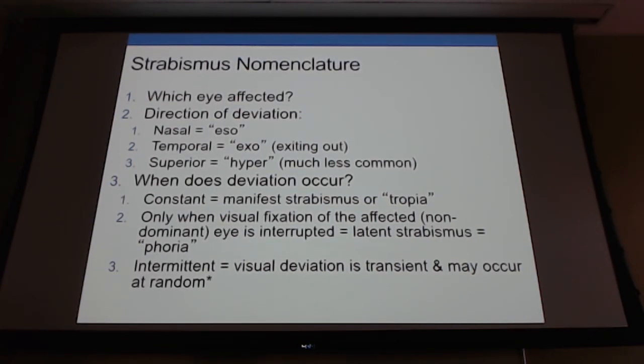So in that nomenclature, when you're saying which eye is affected, how do we know? We're going to talk about those tests again to see what you remember from, when was that, sophomore semester? Way back in the day. If we're looking and naming, if the eye is going to the nose, eso; eye is going out, exo; eye is up, hyper. If it's fixed, meaning it's all the time, tropia. If it phases in and out, phoria. So phoria is phase.